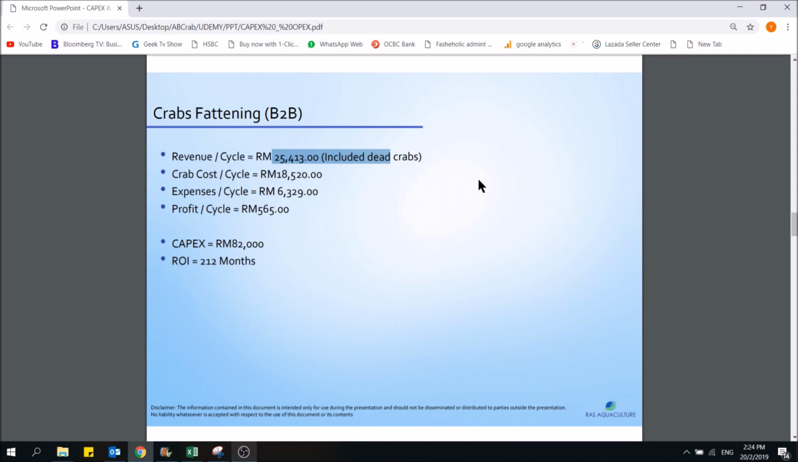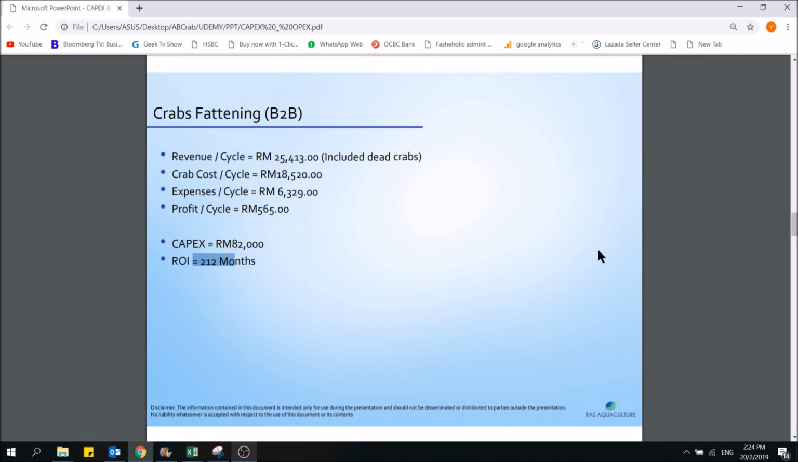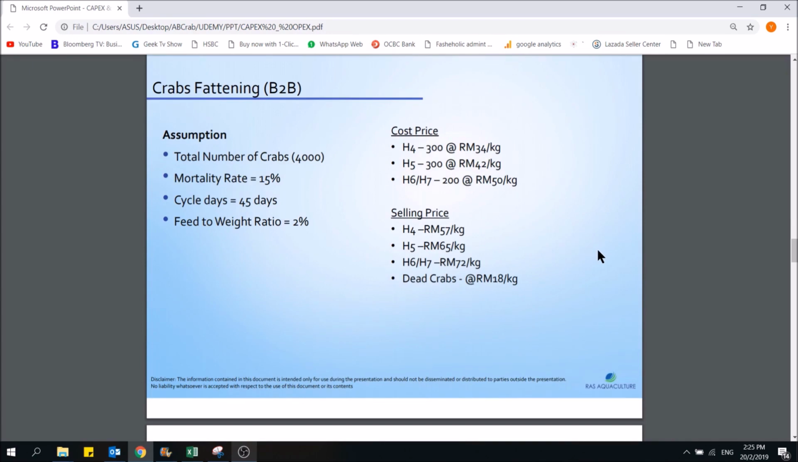The crab cost per cycle, which is the cost required to buy crabs, and the expenses you need are about 6,000, which gives you about 24,000. So your profit is only about 500 ringgit per month, which brings us to an ROI of 200 months. As you can see, this is very high. It takes about 10 years to break even on your return on investment, so this is not likely to be viable. So what if I change now?